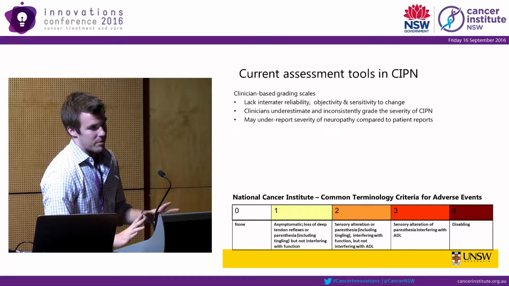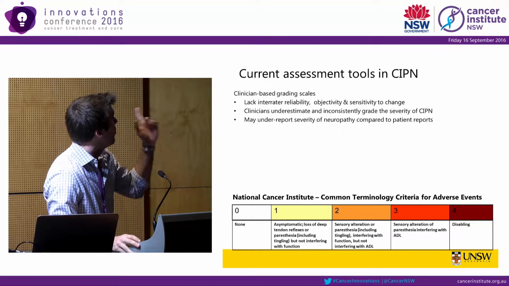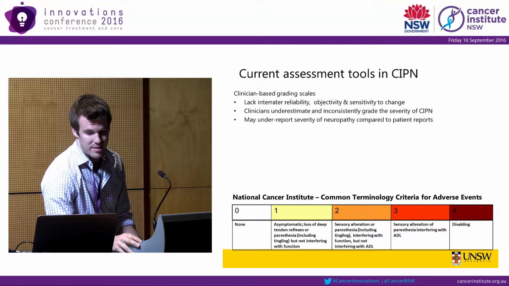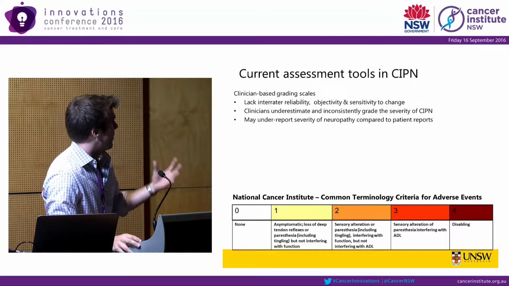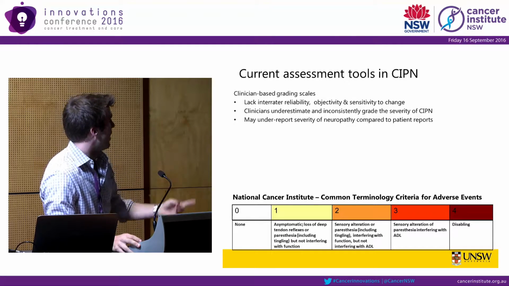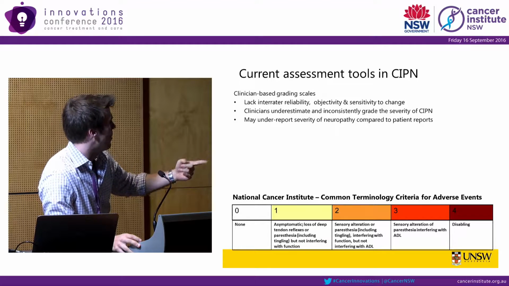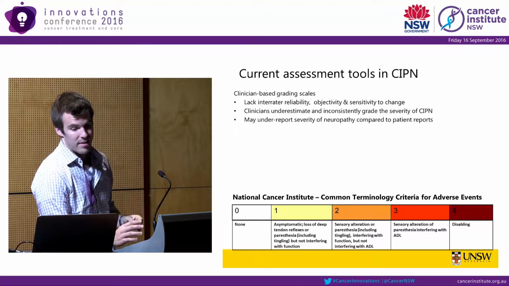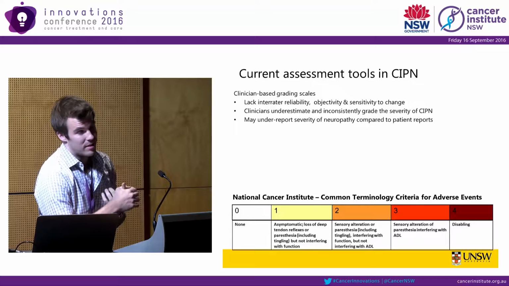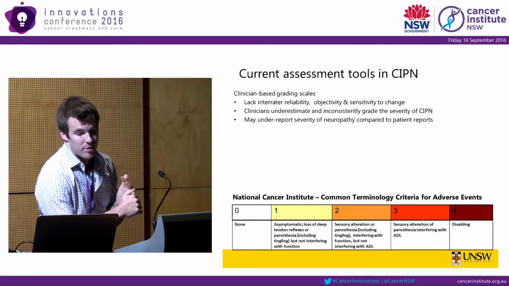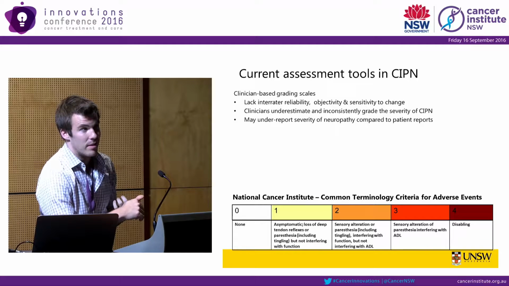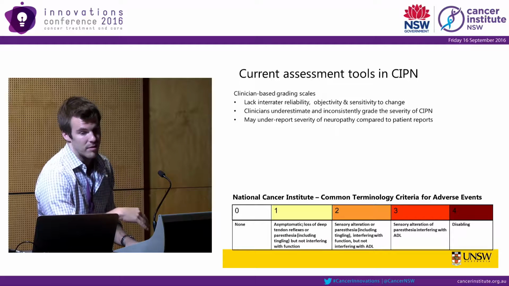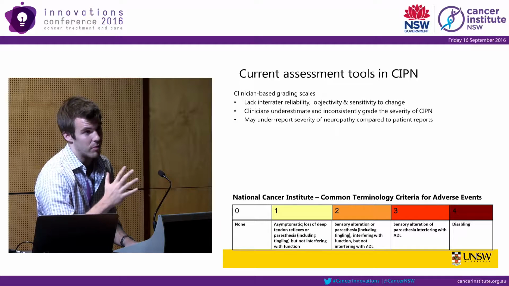A bit more information on assessment tools for CIPN. How is it assessed? Most commonly by clinician-based grading scales, such as the NCI CTCAE, which I've shown here on the bottom. It's very quick and easy to use in the clinic, a 0 to 4 scale, 0 being no neuropathy, 4 being disabling neuropathy, and graded in between. However, research has shown that this scale lacks inter-rater reliability, objectivity, and sensitivity to change. Additionally, clinicians frequently underestimate and inconsistently grade the severity of CIPN, and these clinician-based grading scales may underreport the severity of CIPN compared to patient reports.